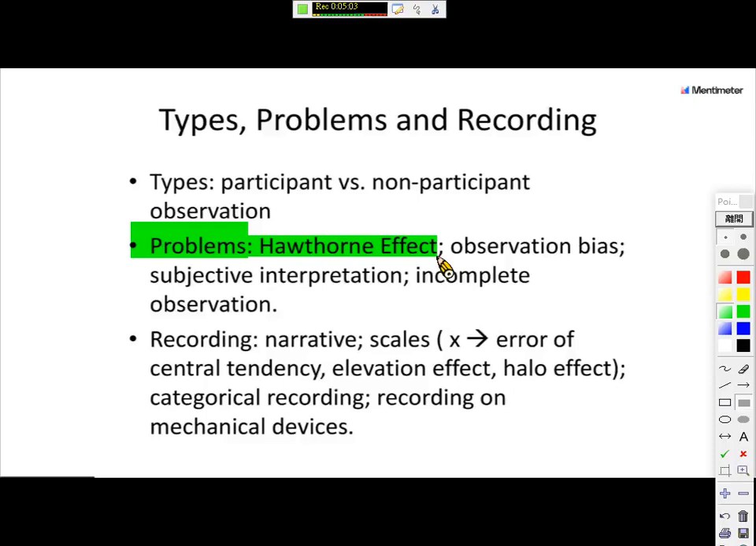Okay? And now let's talk about the recording methods. How to record. Every time you have to record what you observe, right? You can use narrative. You can just write down the story. And maybe you can also use scales, 1, 2, 3, 4, 5, to see how the students react to me, from 1 to 5, very intensively or very lazily, and I can take a check, right? So this is one way. But when using scales, there will be some problems. What is the problem? First, the so-called error of central tendency.